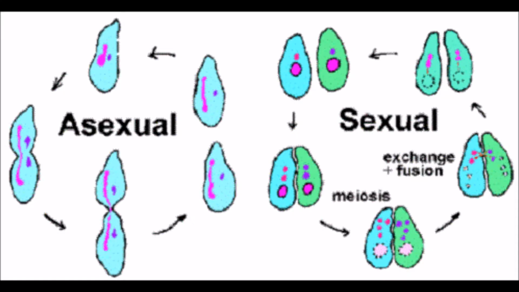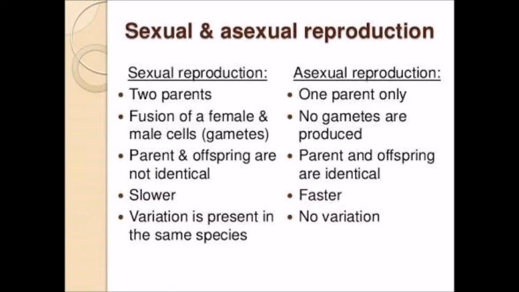Asexual and sexual reproduction. Asexual reproduction generates offspring that are genetically identical to a single parent. In sexual reproduction, two parents contribute genetic information to produce unique offspring. Sexual and asexual reproduction have advantages and disadvantages, which is why some organisms do both.